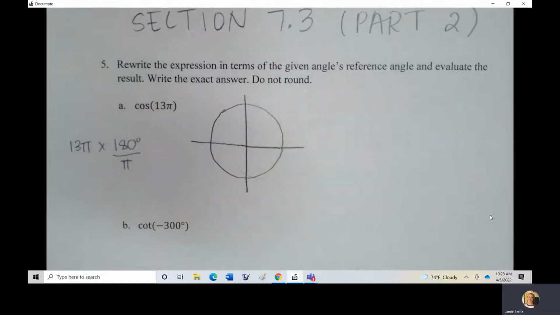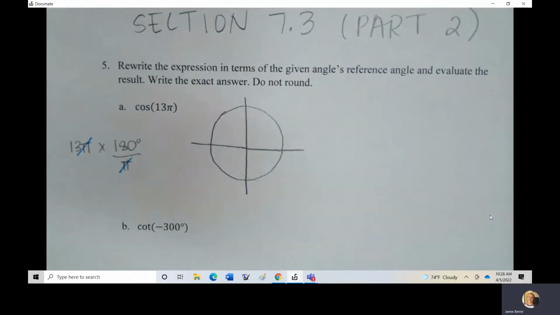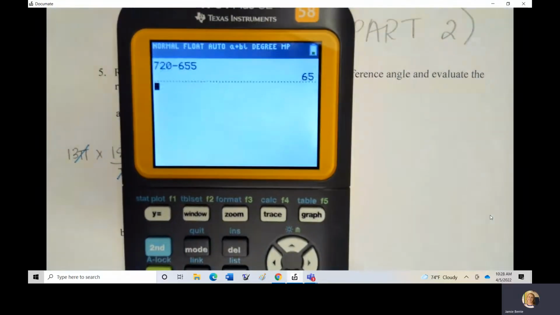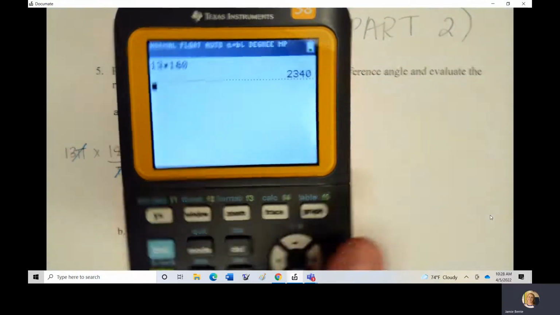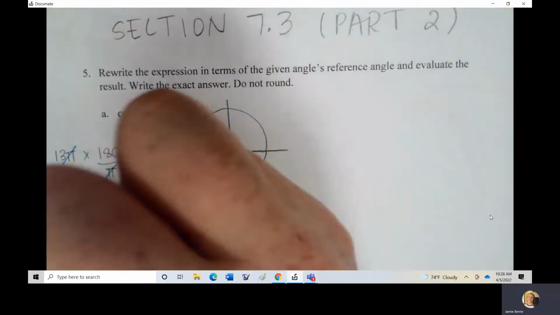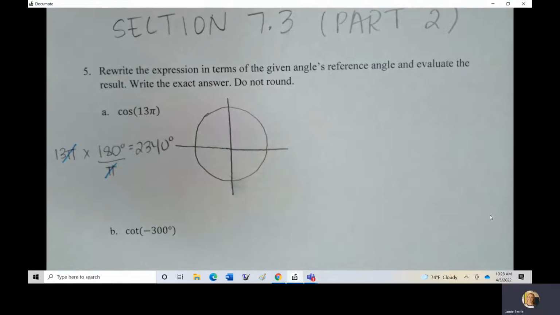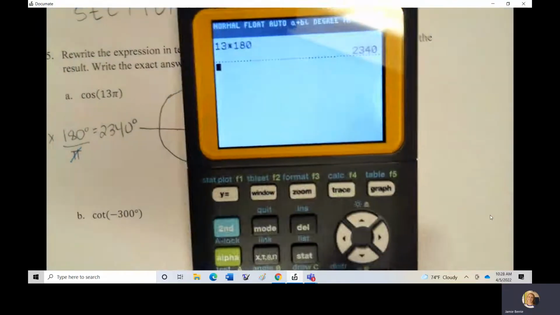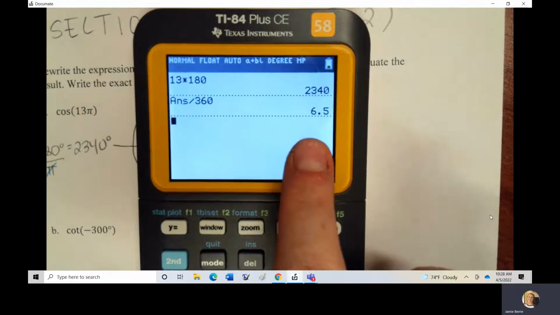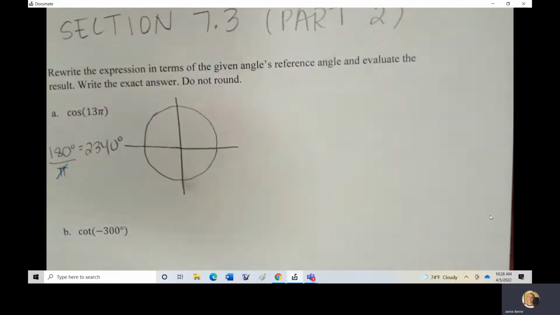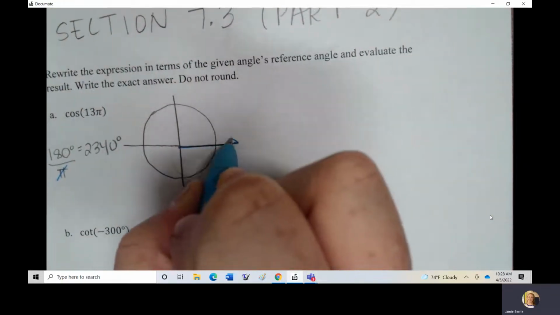So let's multiply by 180 over pi. Pi's cancel. So that's going to be 13 times 180, so 2340 degrees. Let's see how many times we're going to have to go around the unit circle. 2340 divided by 360. We're going to go around the unit circle 6.5 times. And this is a positive angle, so let's keep that in mind as we draw our angle.